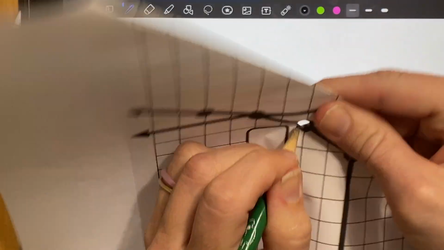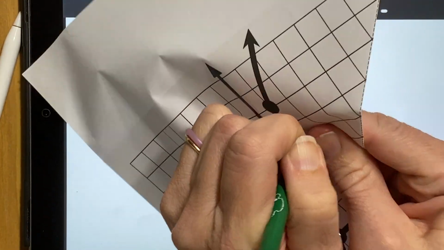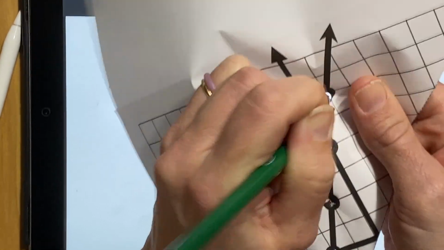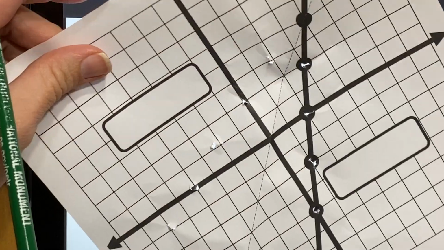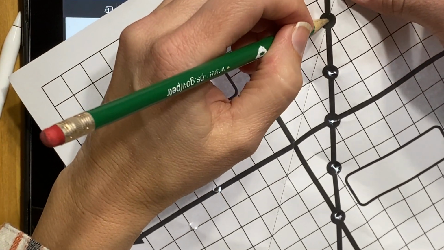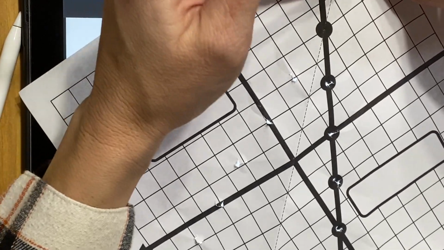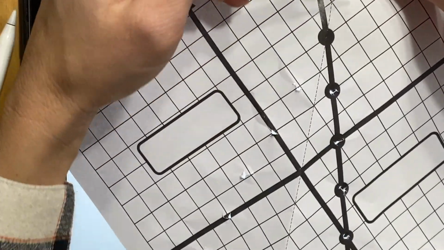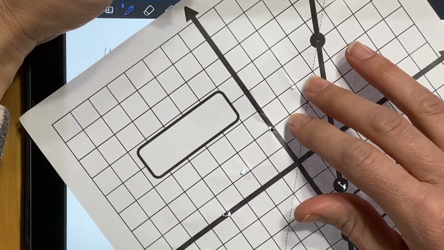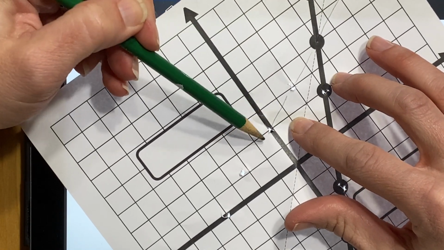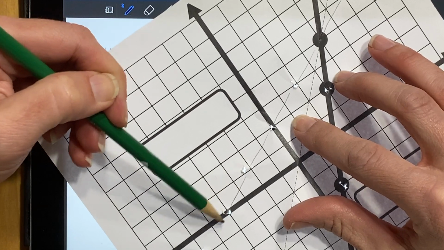Either way, punch through these. Watch your finger on the back side. Okay. We're going to unfold it. Notice that it crosses at the line of reflection. Oh, if I missed that one, it would go right there. And then we're going to graph our new line. So our new line is going to go through all of the points that we just hole punched.